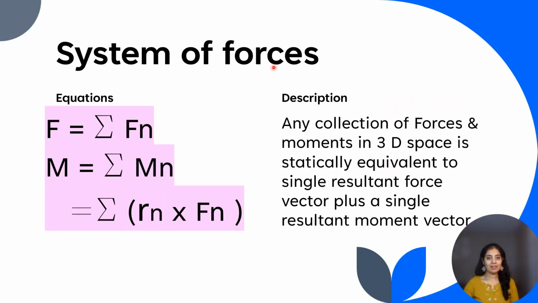System of forces. Any collection of forces and moments in 3D space is statically equivalent to a single resultant force vector plus a single resultant moment vector. That is, the force vector is the summation of all the forces acting on that body, and the moment vector is the summation of all the moments acting on that body. Either the force vector or the moment vector or both can be zero.